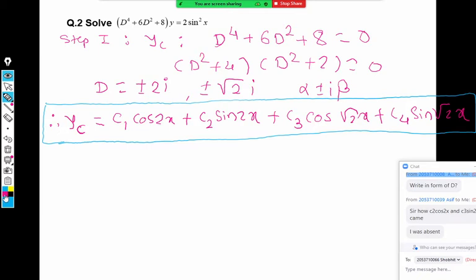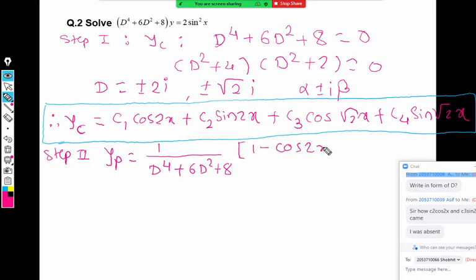But step 2 now: yp is equal to 1 upon phi d of fx. So phi d, in this case, is d4 plus 6d square plus 8. What about 2 sine square x? We have the formula only for sine ax plus b, so we should convert that power of the trigonometry. 1 minus cos 2x, very good, is 2 sine square x. Good, so this is the conversion of square into addition or multiplication.